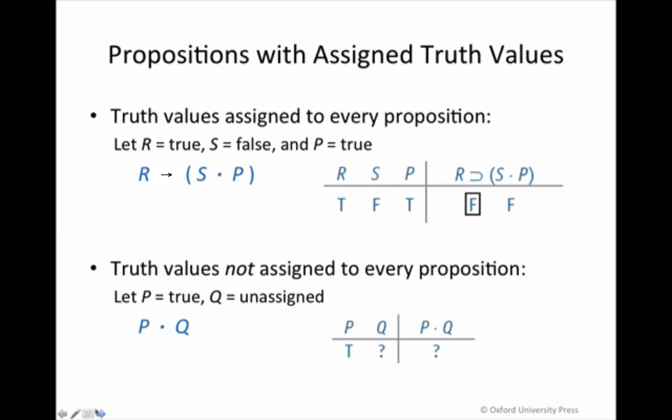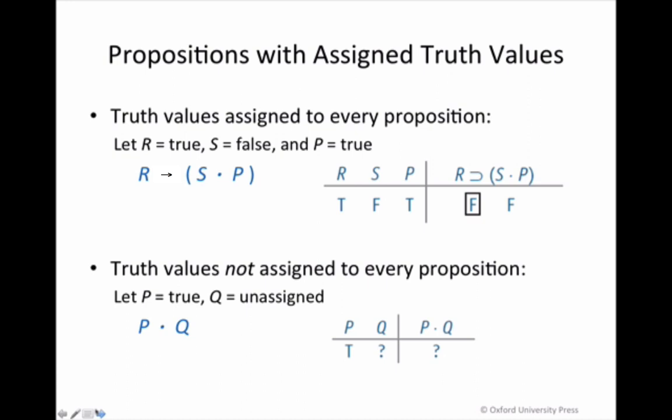So let's assume you're given a sentence in the first case with 3 atomic sentences. And rather than constructing a complete truth table, suppose that you're told that R is true, S is false, and P is true. Your job is then to determine the value of the sentence under these conditions. With horseshoe as the main connective, you first determine the value of S dot P, then you determine the value of R horseshoe S dot P.